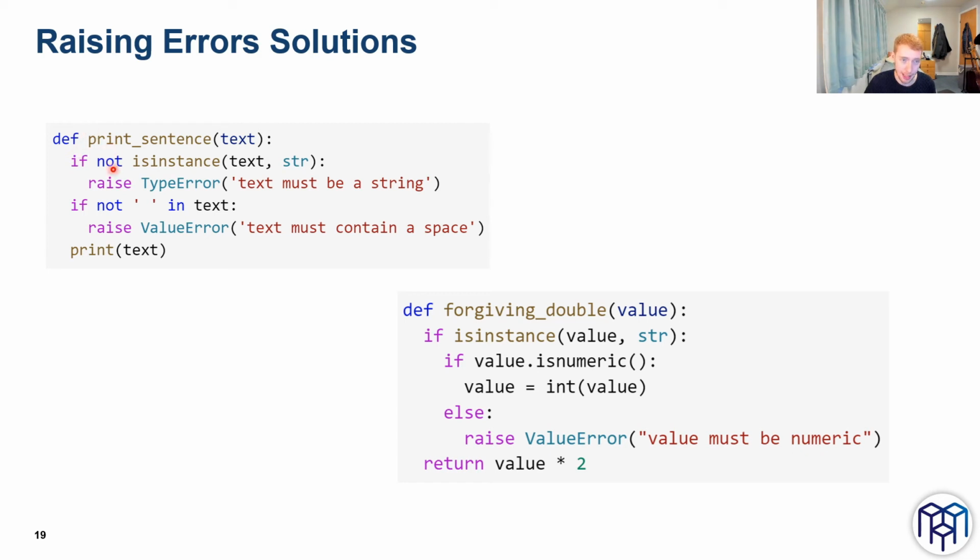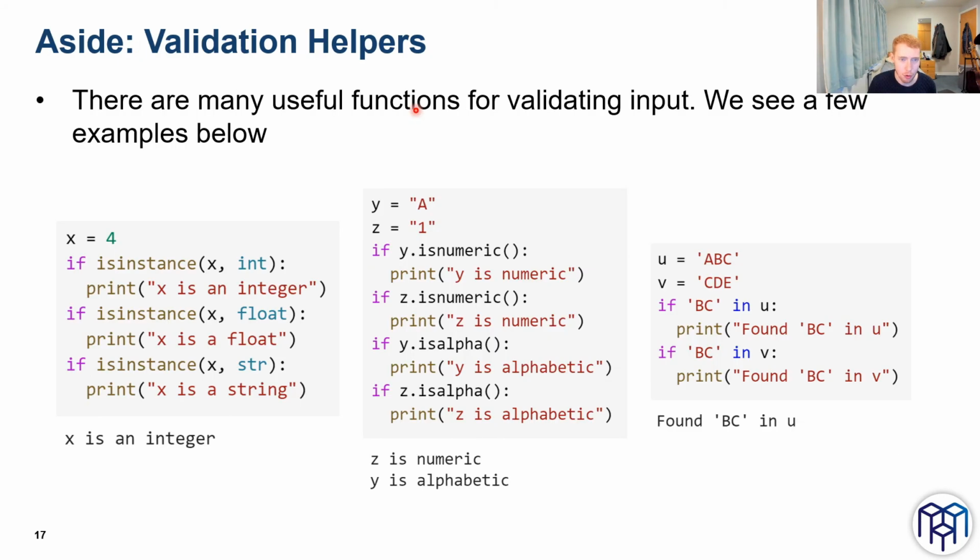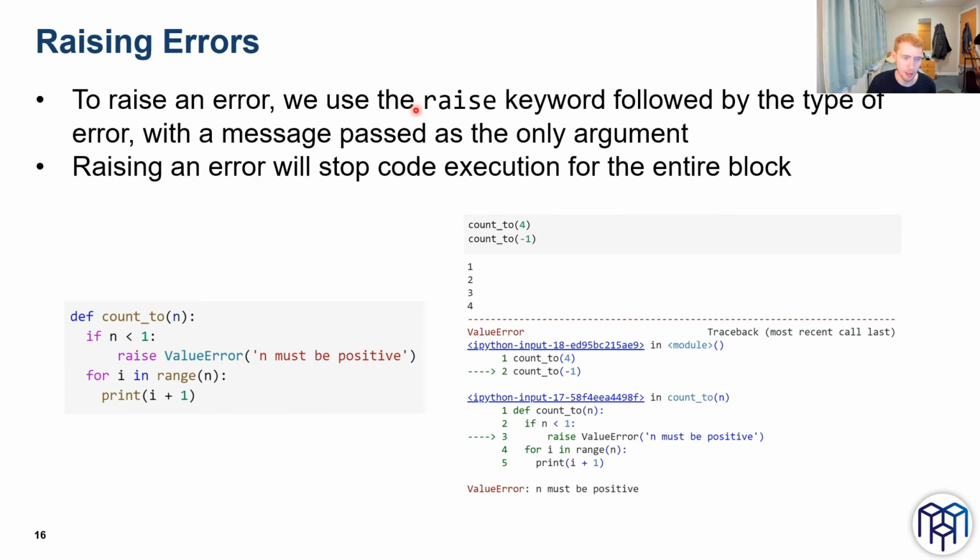If it's not the case that text is an instance of string, so if text is a string. If that's not the case, then we raise a type error saying that text must be a string. And this design pattern here is very common, of if, not, and then something. Actually, we saw an example earlier of something like this.